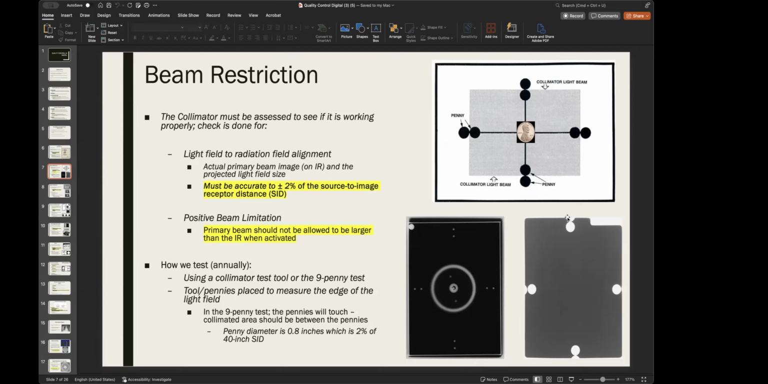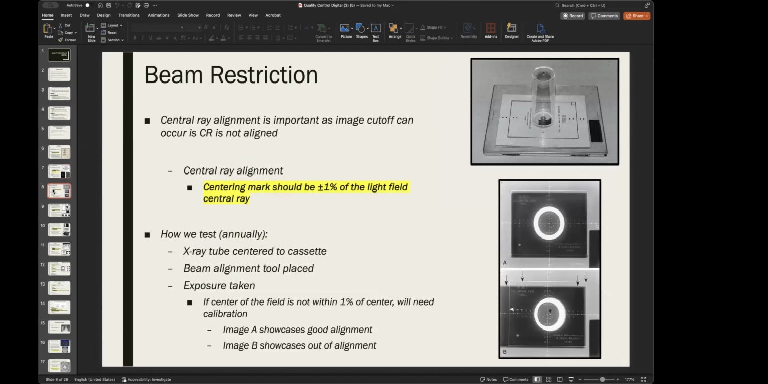And so you use a collimator tool or the 9-penny test to assess the light field size to radiation field. Central ray. It's important that our central ray is accurate, right? Because we're centering everything where our central ray is saying it is. And so the central ray actually needs to be plus or minus 1% of the light field's central ray. So whatever the central ray is showcasing, it should be really close to that point. If it's not, you'll see something like this. Look how not in alignment this is. Here, it's pretty much in alignment. This is a beam alignment tool that's being placed, and then they're taking the exposure so they can see whether or not it is in alignment.